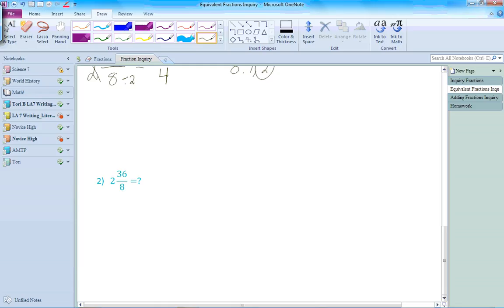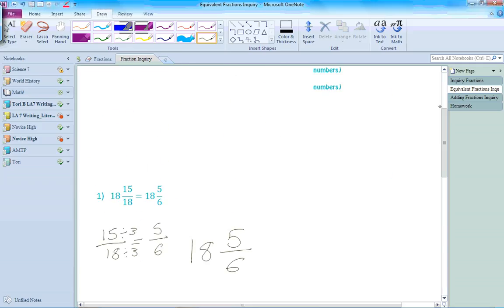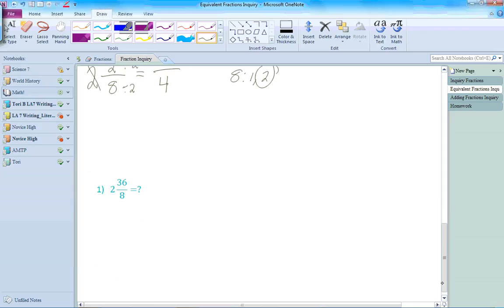Now the last problem in this section is 2 and 36/8. So we have to do the same thing that we did in the last problem, because the numerator is bigger than the denominator. I'm saying numerator because it's the top. So numerator divided by denominator is larger. So 36 divided by 8. 8's not going into 3, but 8 times 4 equals 32. 36 minus 32 equals 4.